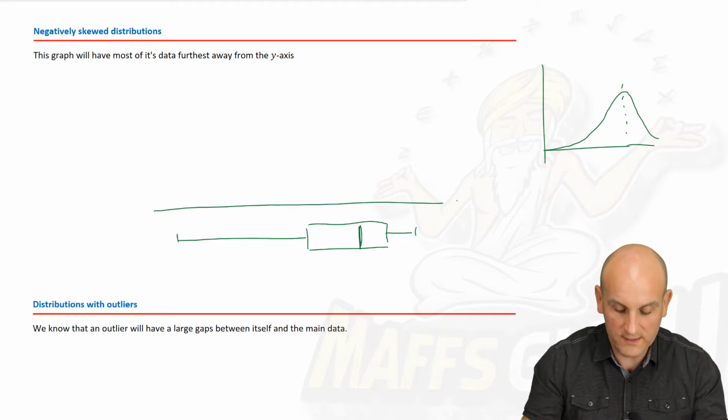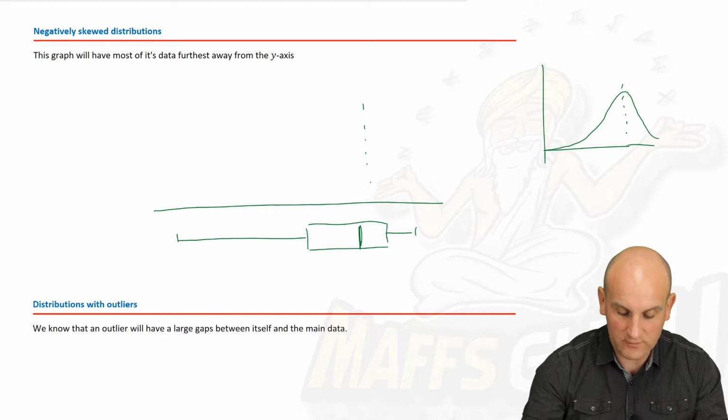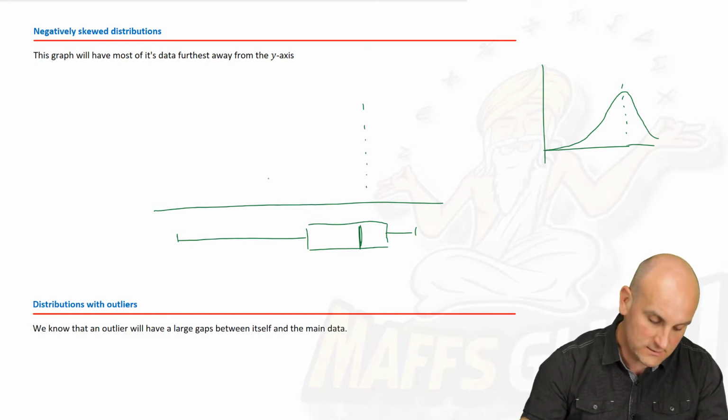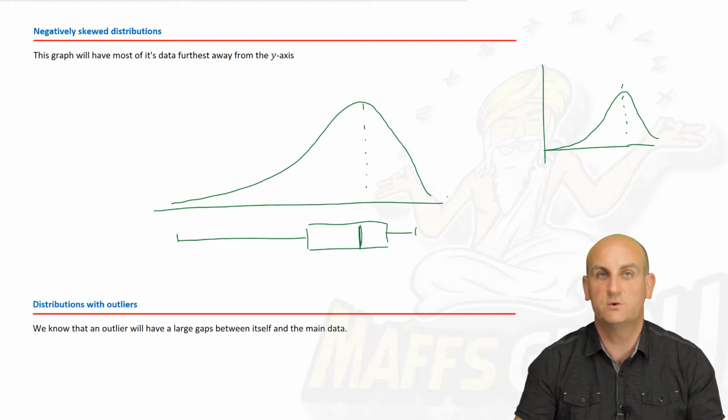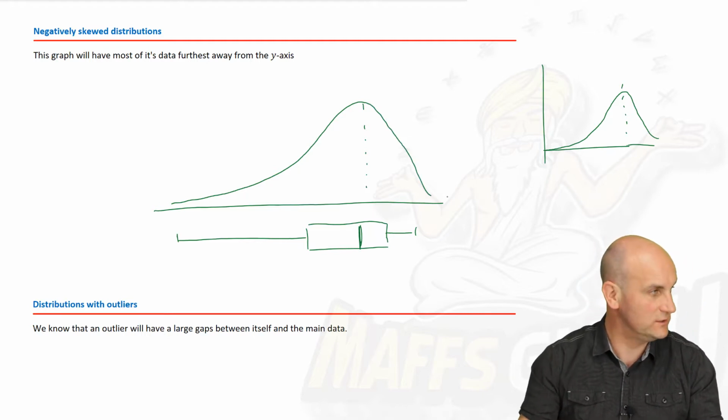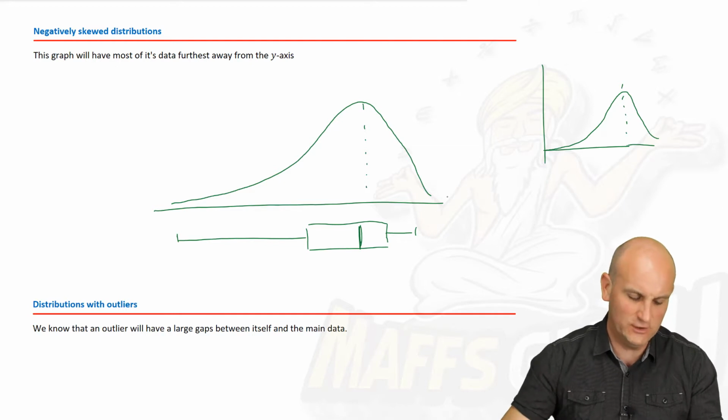If I was to draw this in terms of a distribution, there's my dotted line. This has got a much longer tail, and then it comes down much, much quicker. Oh, negatively skewed. Life is really, really good.